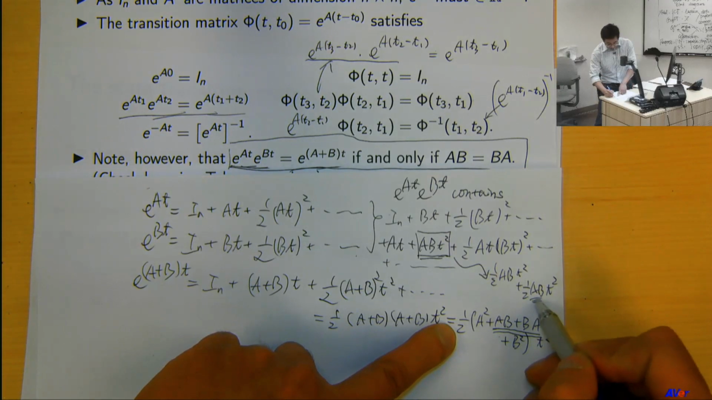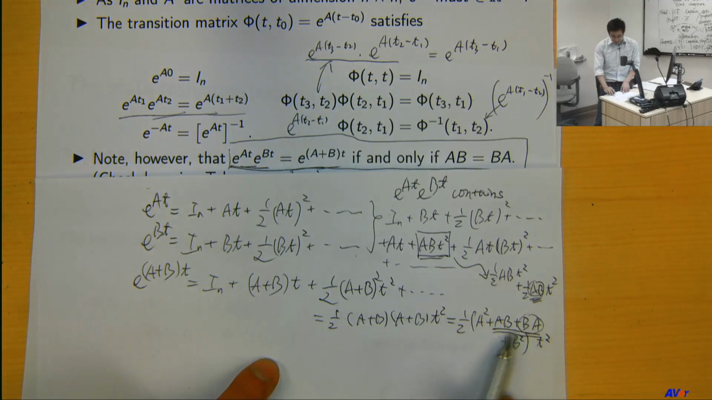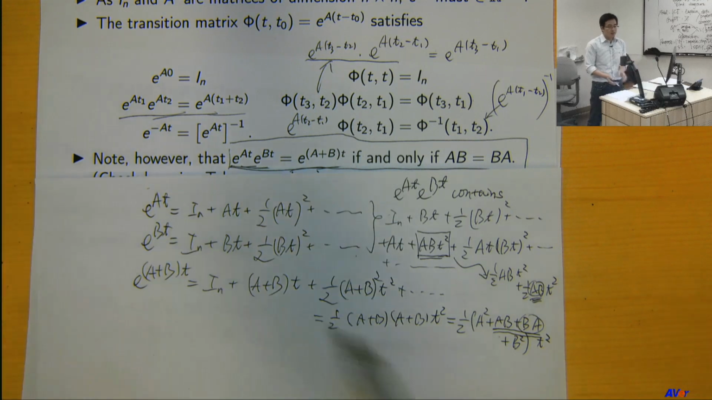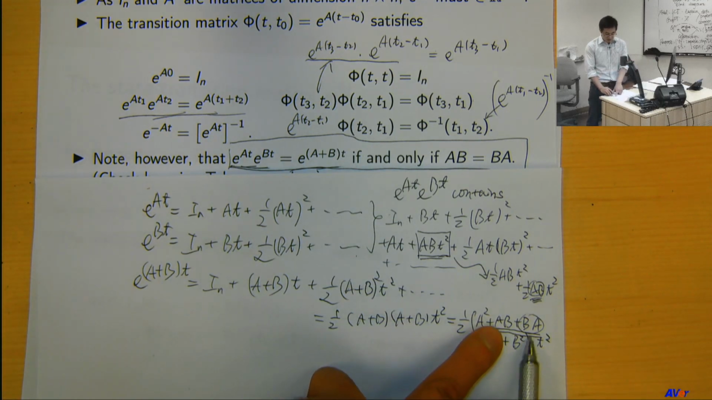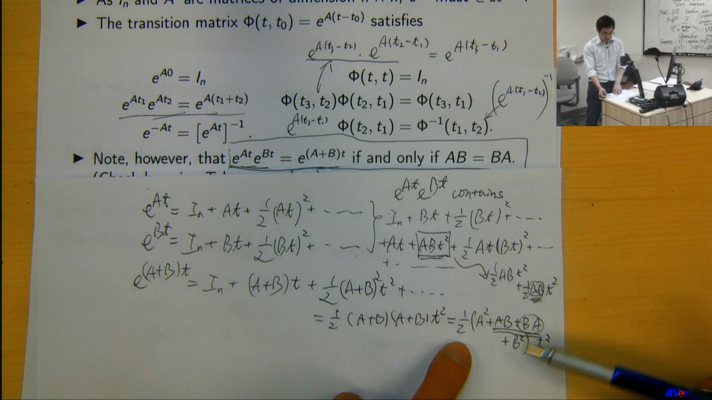That is where the little detail matters. Because for matrices, if you just swap terms, AB doesn't necessarily equal BA. So these two terms are not necessarily the same.